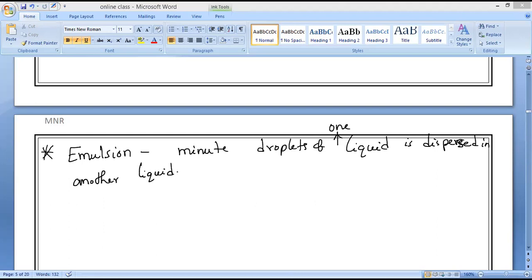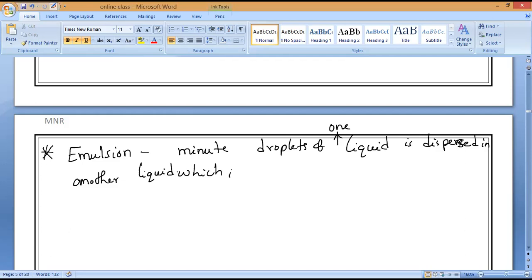Let me see who will answer. Is it miscible or immiscible? Yes, Mr. Harish Reddy. Actually, this is what is important: the liquid which is not miscible with it. Remember, a liquid which is not miscible with it. That is very important. I'll give you the examples later. This is what an emulsion is.